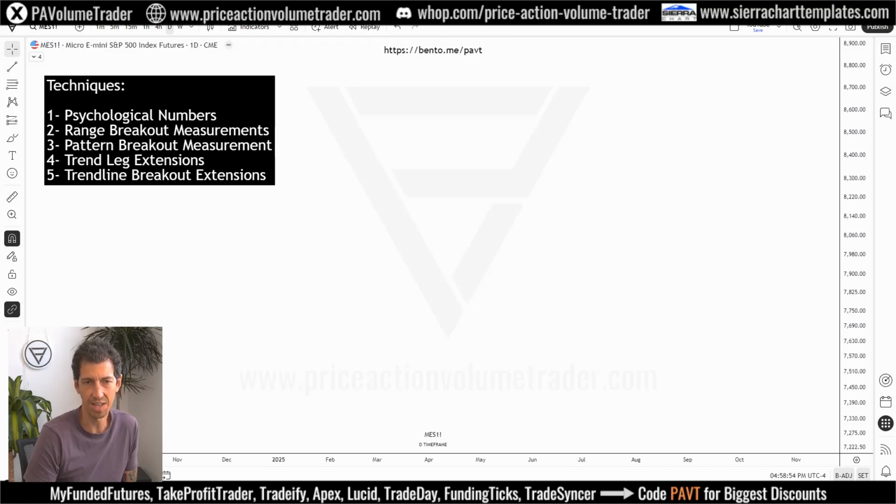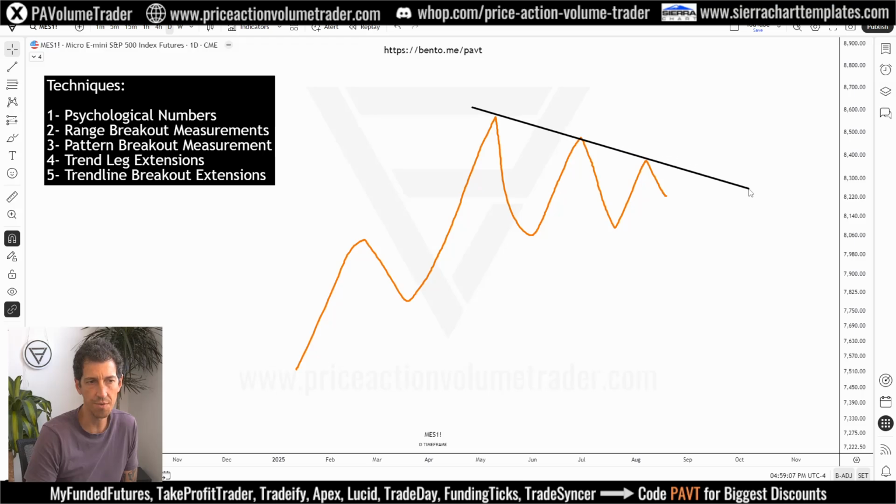Okay, next one, pattern breakout measurements. Again, this is very classical stuff. For example, if we have a market that's coming up and then it starts consolidating into a pennant formation, where it starts coiling and coiling into an apex point where we see that it's going to have a breakout with momentum in either direction.